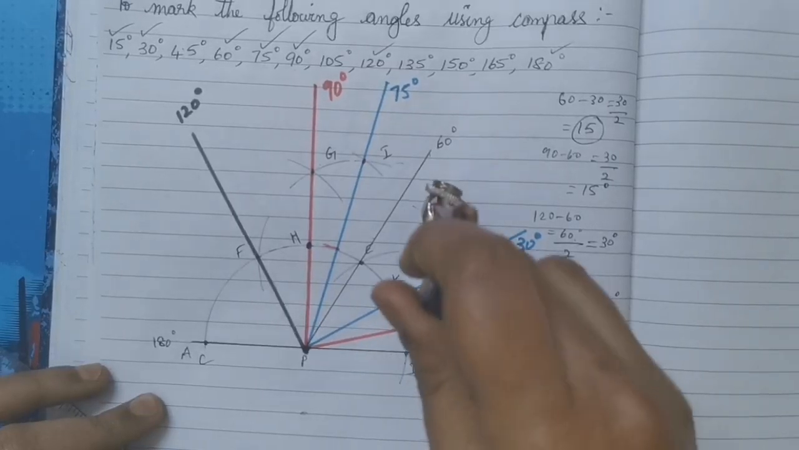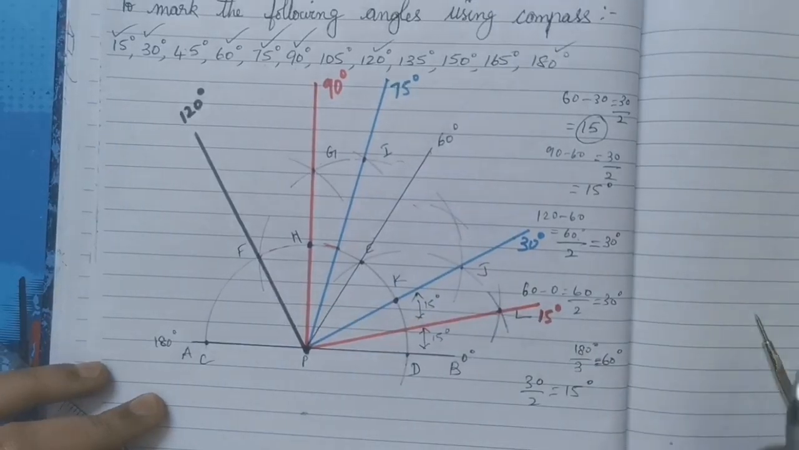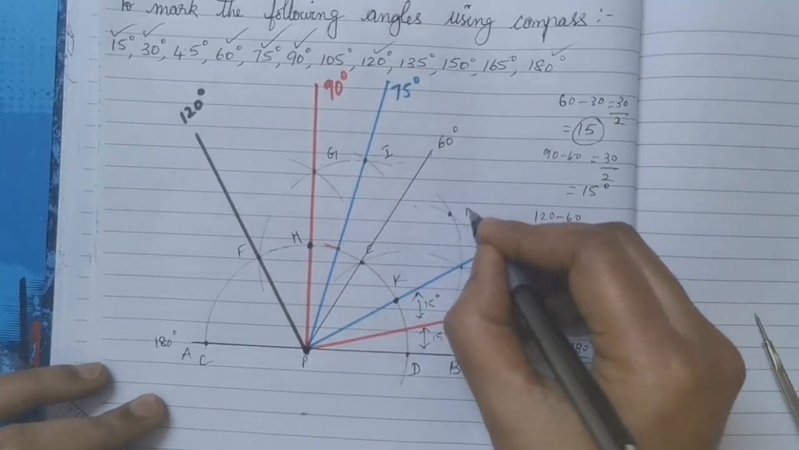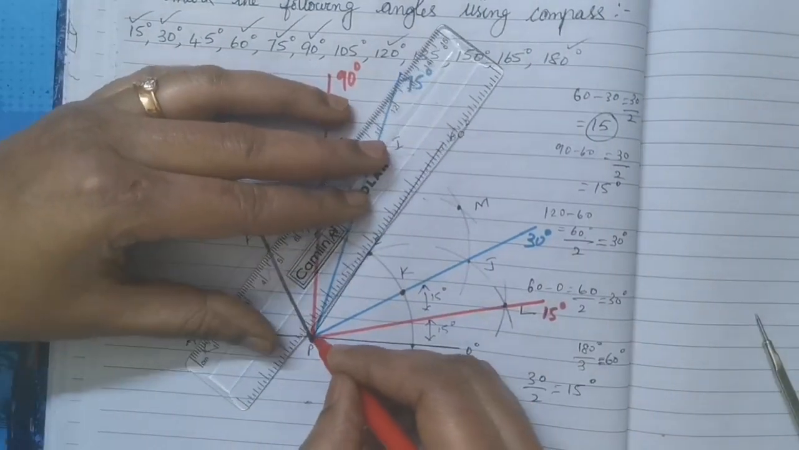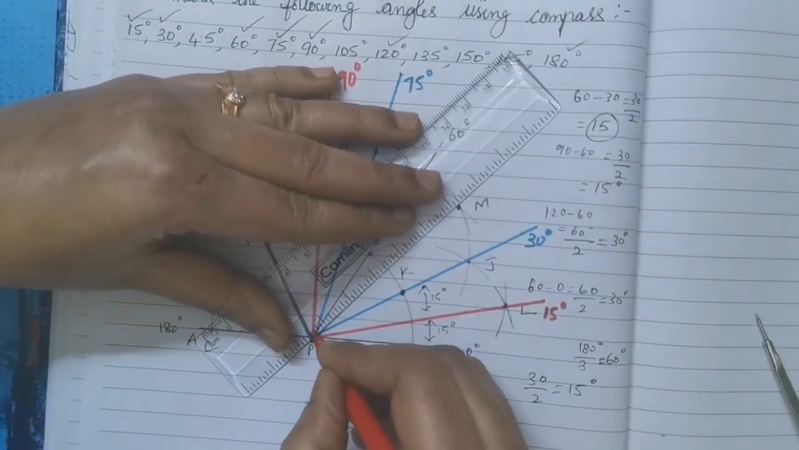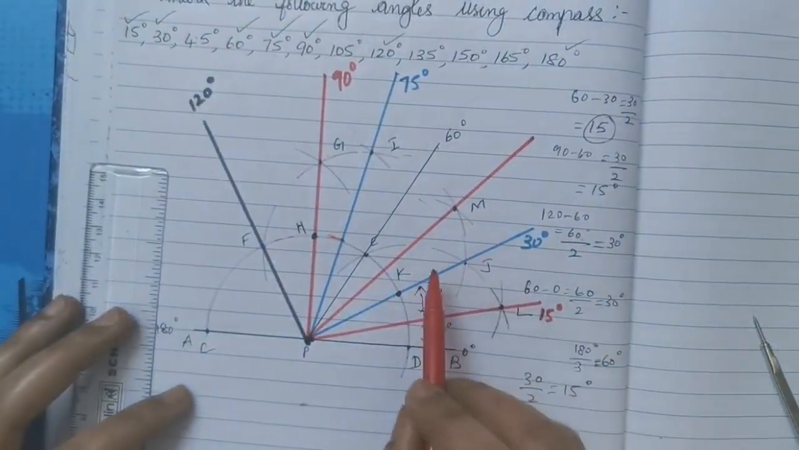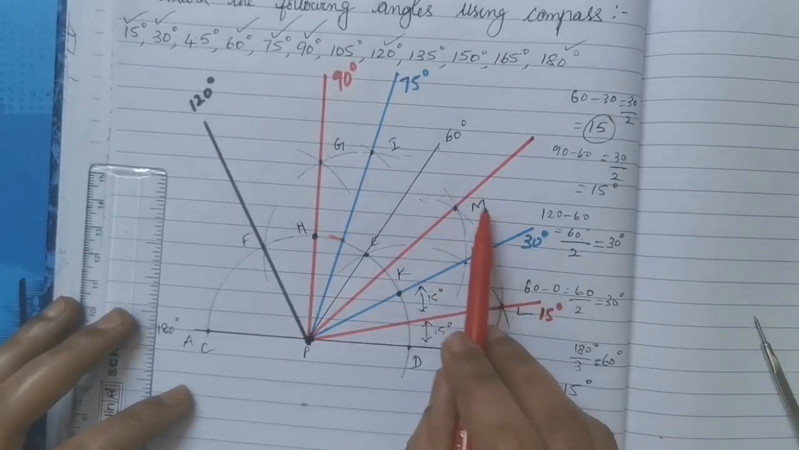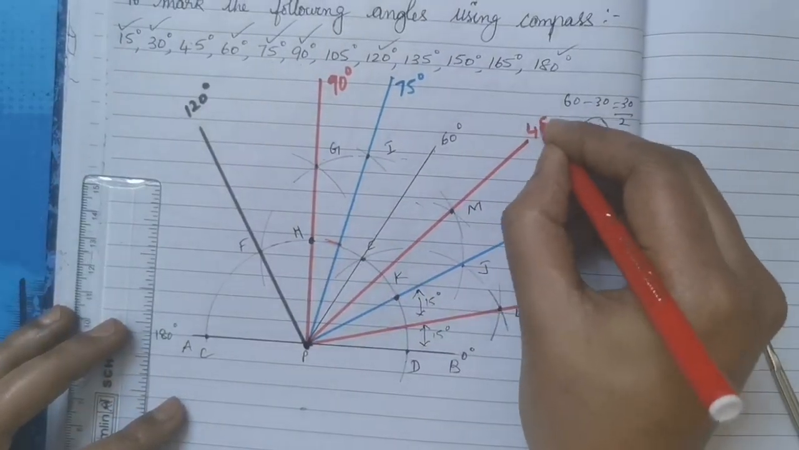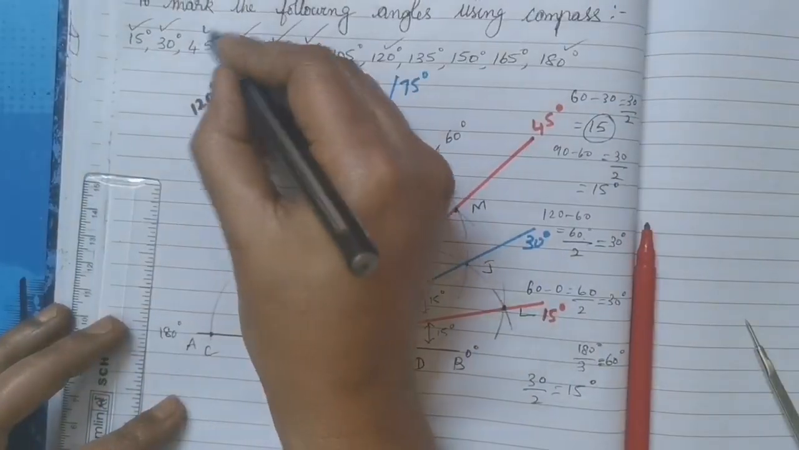So from K, mark an arc. From E, mark another arc. So the point of intersection here is M. So when I join P and M, now I divided 30 degree into two parts. Each part is 15. So 30 plus 15 degree gives us 45 degree. So 45 degree is done.